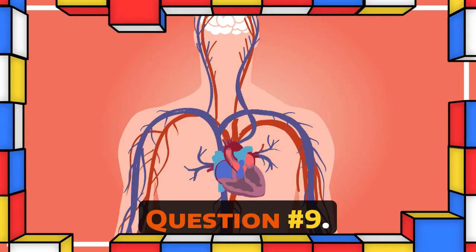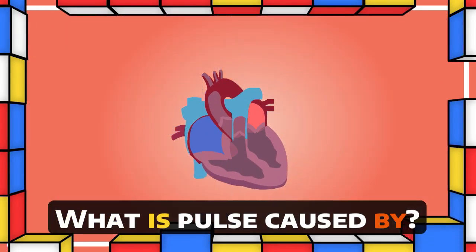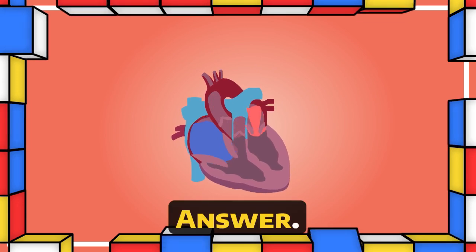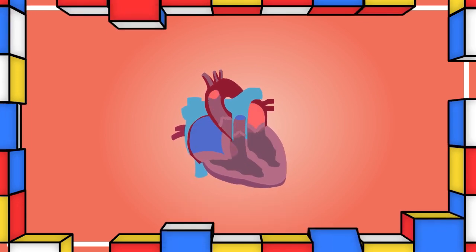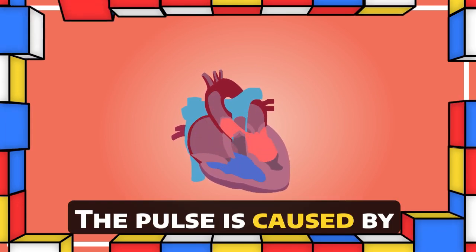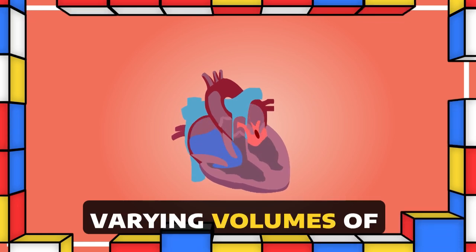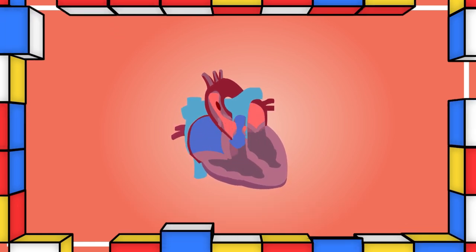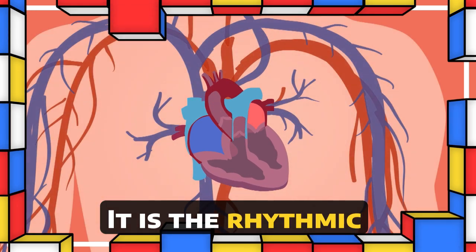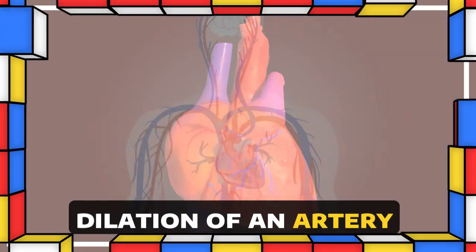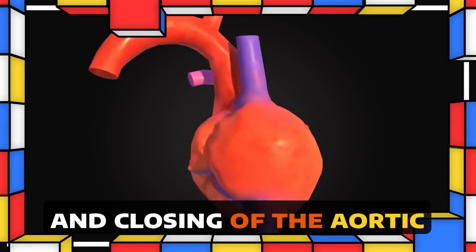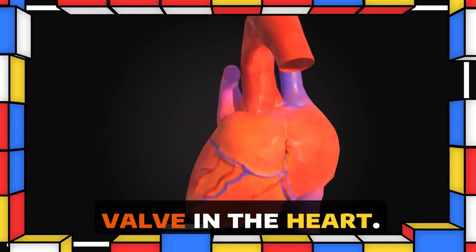Question number 9. What is pulse caused by? Answer. The pulse is caused by varying volumes of blood being pushed out of the heart. It is the rhythmic dilation of an artery generated by the opening and closing of the aortic valve in the heart.